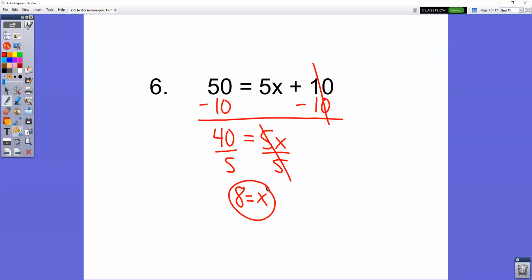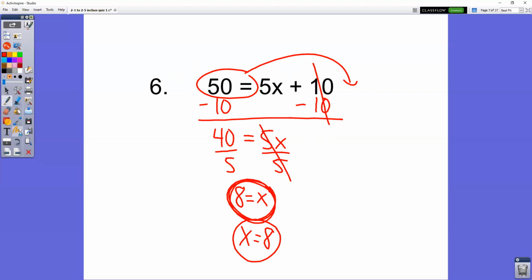Remember, if you move this 50 and equals to the other side, you might not get x equals 8. You might get 8 equals x. You might get x equals 8. These are the same exact answer.